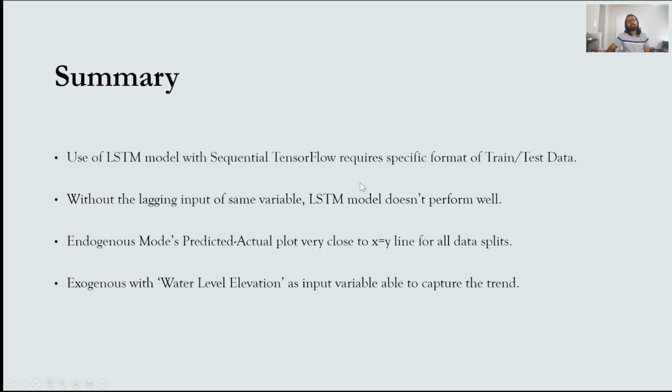So to summarize, we used the LSTM model using the Sequential API in TensorFlow. Something that was different was just the way the training and testing data had to be arranged in the beginning, because we needed a lag variable. So we had to create a function to arrange that in a matrix format so that we could give it to the LSTM model. And the endogenous model obviously performed better than the exogenous model, as I stated earlier.